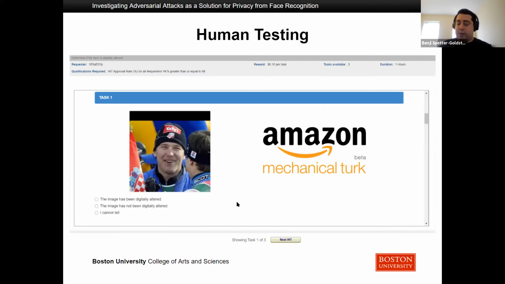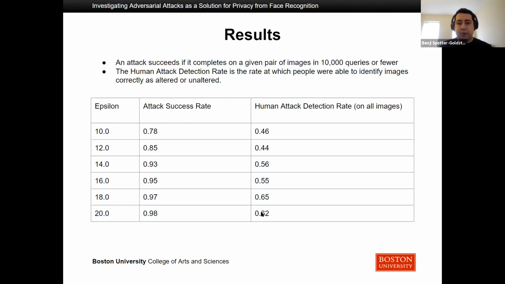This is all done through Amazon Mechanical Turk, given out to random people for about 10 cents a piece. And we just ran these attacks across all these different epsilons to see how well people could recognize these images. And we found here that we had an attack success rate which increased pretty steadily, as you would expect. The higher epsilons very clearly do produce higher attack success rates.